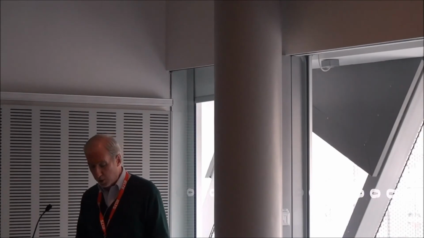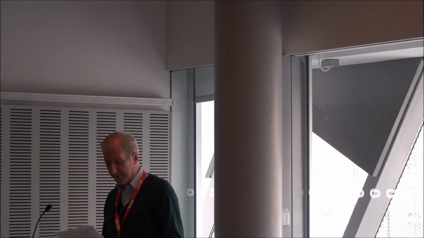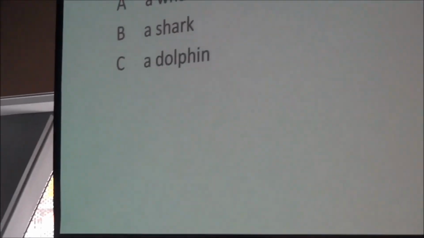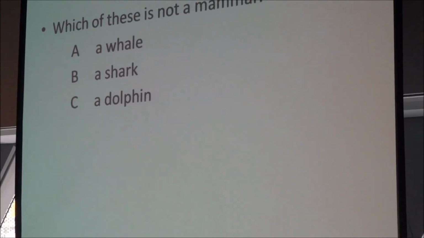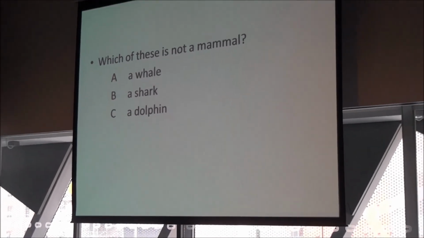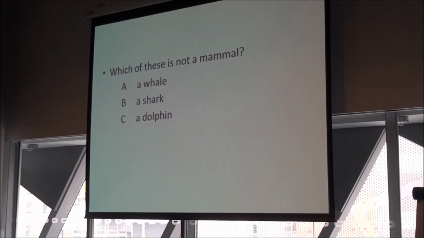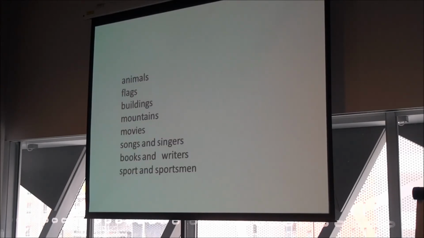Students can practice that, and in your handout you have this question and 2 more questions which students can practice with each other. They can go into pairs, and then they can demonstrate across class their skill in using these basic intonation patterns. And then we're going to ask them to make some general knowledge questions themselves. Make 3 general knowledge questions yourselves. All right. Let's make it easy and give them the topics. Otherwise, they may take too long. Animals, flags, buildings, mountains, movies, songs and singers, books and writers, sports and sportsmen. Make it easy for them to make 3 general knowledge quiz questions with multiple choice answers.